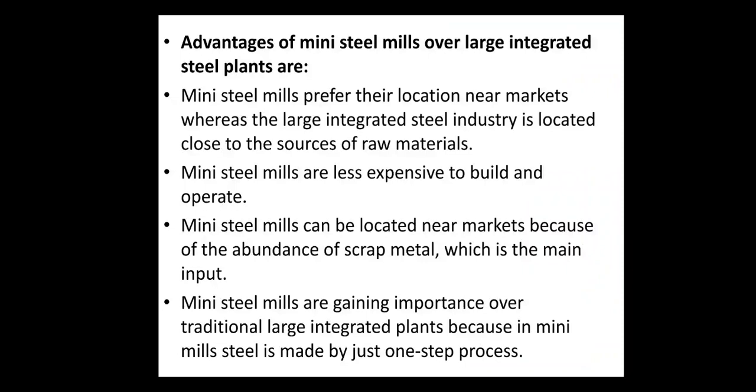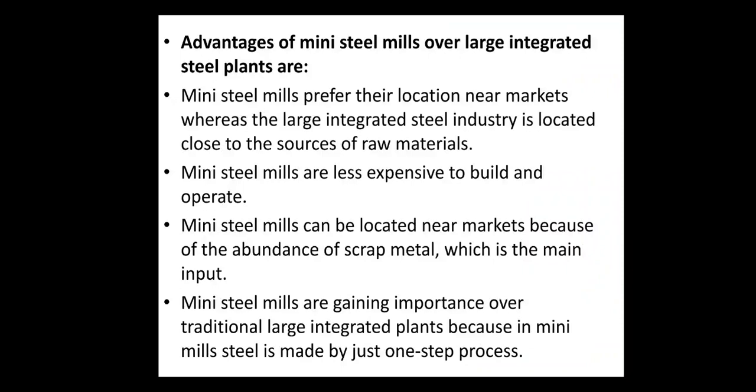Next is the advantages of mini steel mills over large integrated steel mills. Mini steel means small steel mills. Large integrated steel means combined. An integrated steel plant has the capacity to produce both iron as well as steel. Those industries that have both facilities, to produce both iron as well as steel, are called large integrated steel plants.